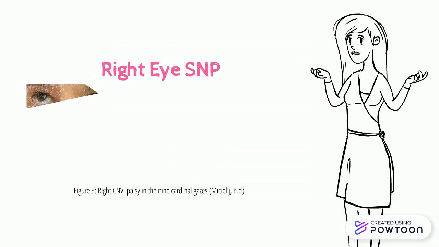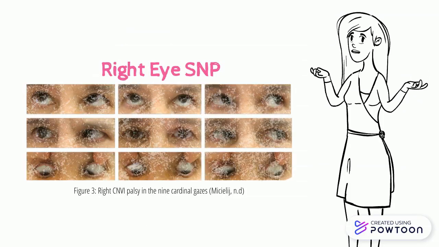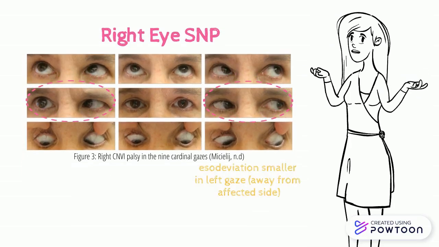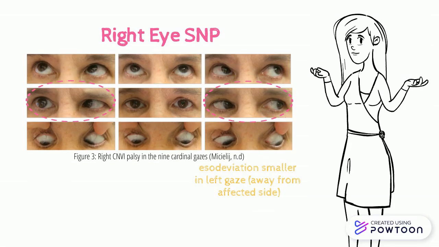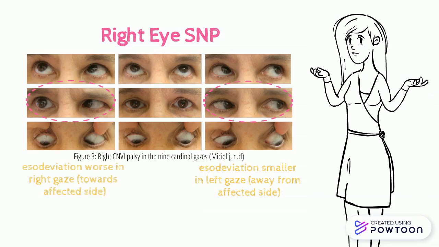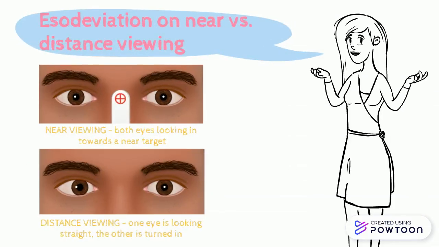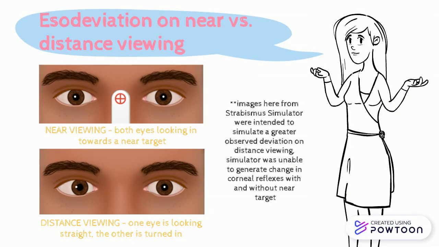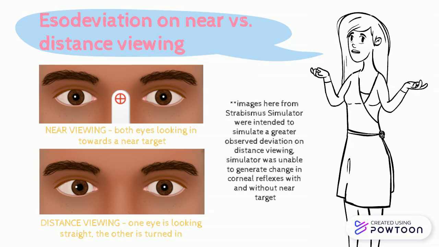Their strabismus is incomitant as the deviation will be greatest when looking towards the affected side. It will also be greater in the distance compared to near. This is because when looking away from the affected side, the affected eye is already adducted for that gaze, but when looking towards the affected side, the affected eye is unable to abduct as it should for that gaze. On near viewing, the eyes would normally converge, and since the unaffected eye is able to converge while the affected eye is already turned inwards, there is a smaller deviation compared to distance, where both eyes should be straight.